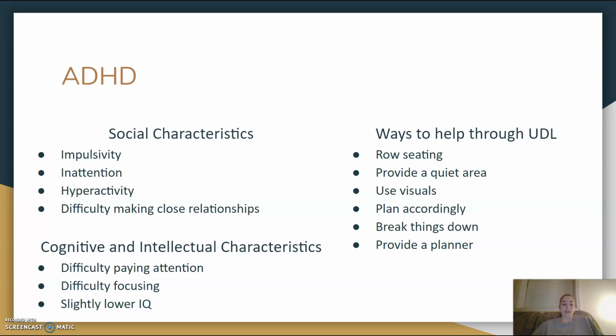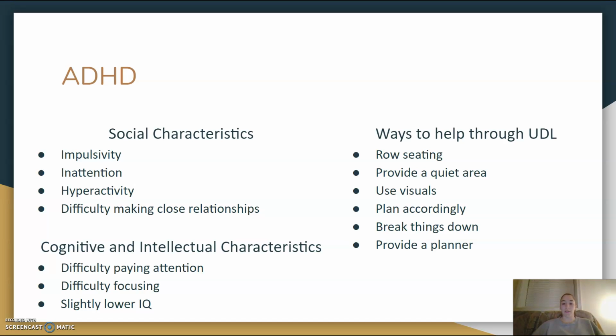The next one's ADHD. They are impulsive. They have the inability to pay attention for long periods of time. They might be very hyperactive, and they have difficulty making close relationships because the students can just tell that they're a little different from them. They have difficulty paying attention in class. They have difficulty focusing. And because of those two things, they have a slightly lower IQ just because they don't pay attention as well in school.